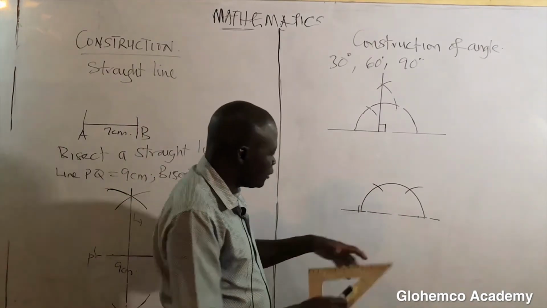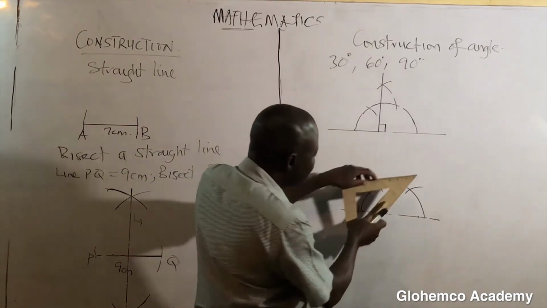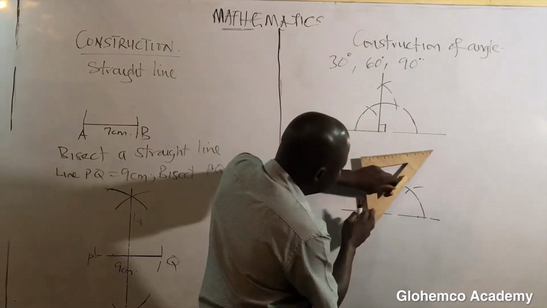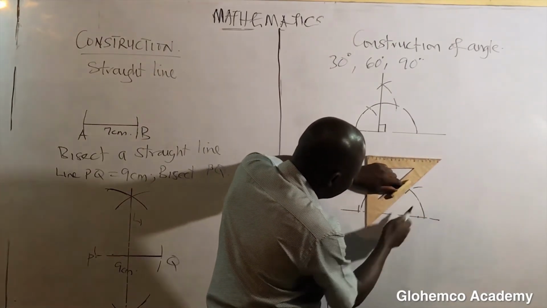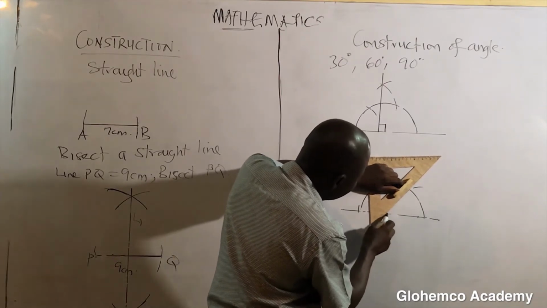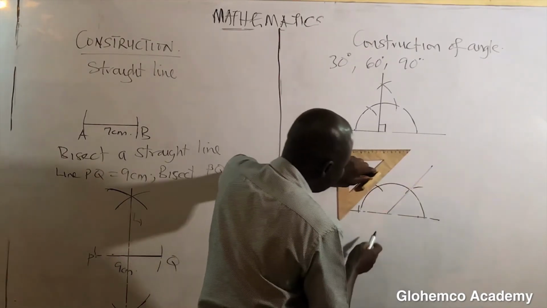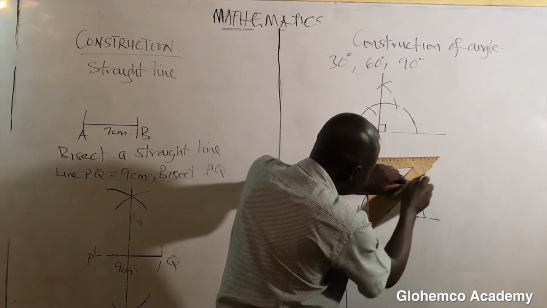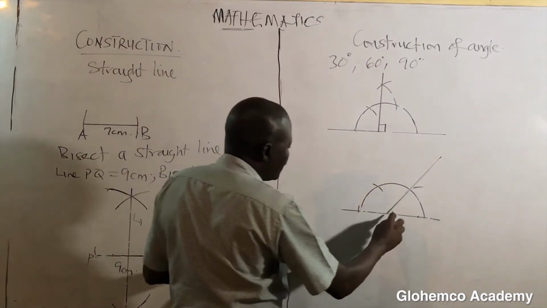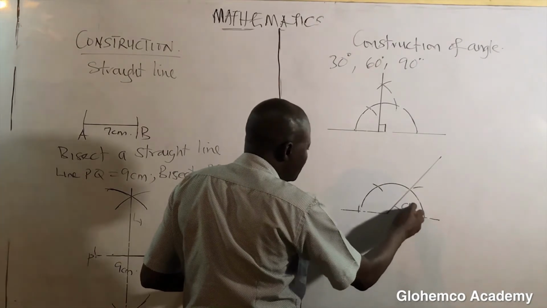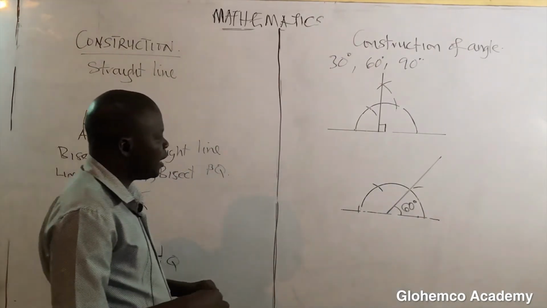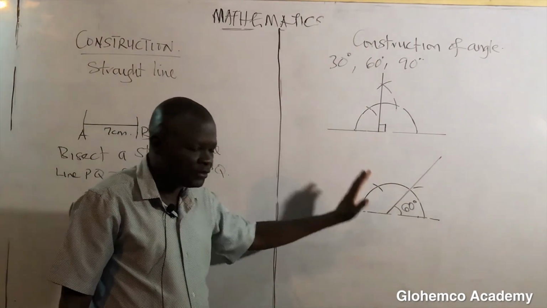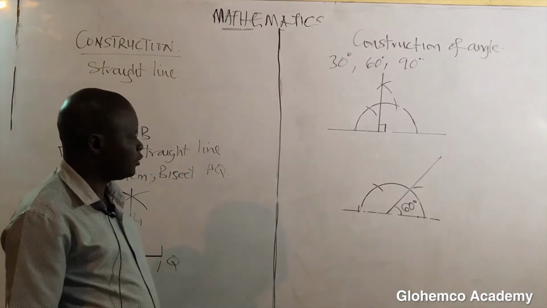If you like to consider this one, then it means you have to place your ruler with the tip of what you have done here, where the tip touches the semicircle, then you have to draw another straight line. When you draw another straight line, just like this, then we are creating what? Angle 60 degree. We are creating angle 60 degree. This is how to construct 60 degree.